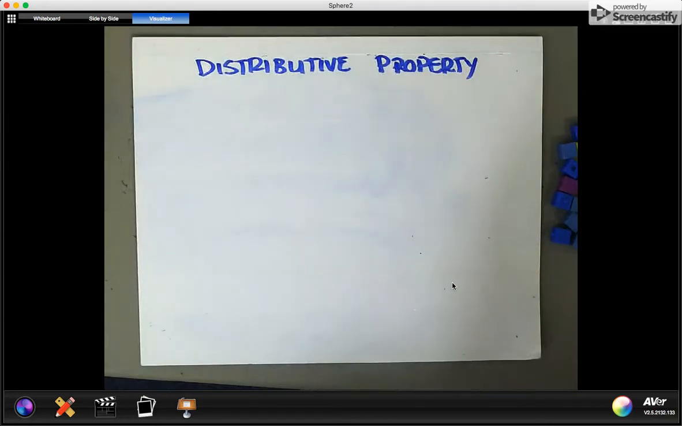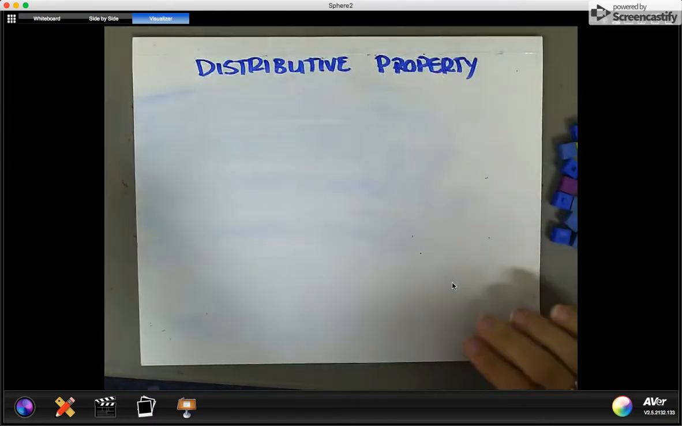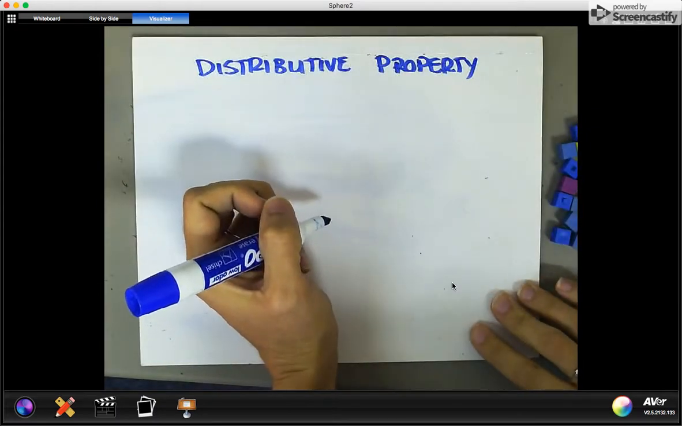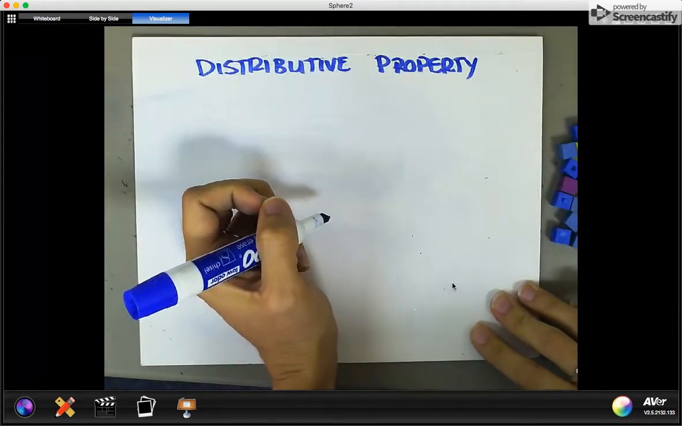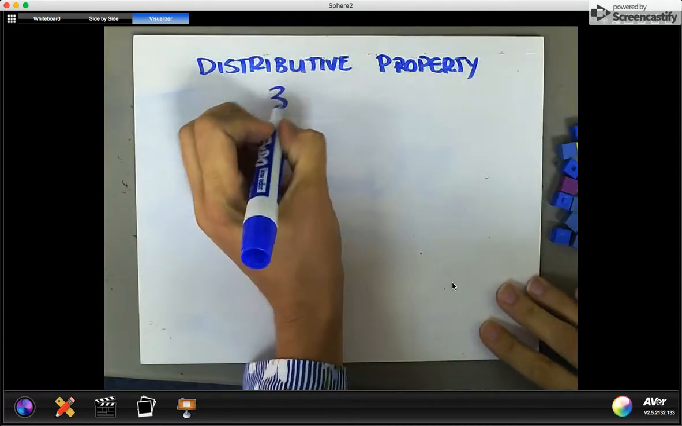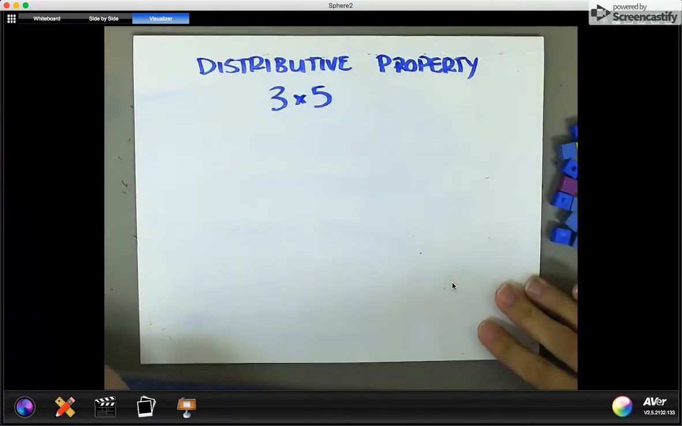Okay, let's review something called the distributive property. This is also called the break apart and put back together method because that is essentially what we're doing. Distributive property is just the official name. So let's start with small numbers. Let's do 3 times 5.